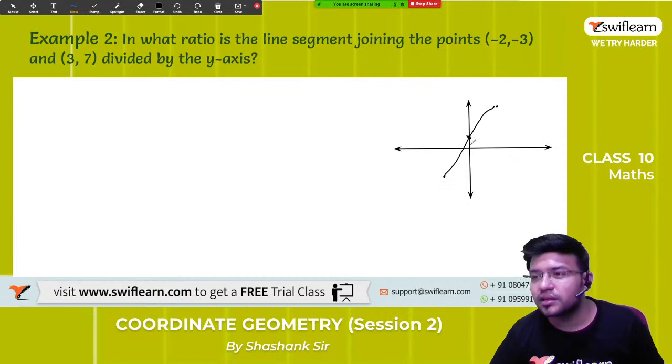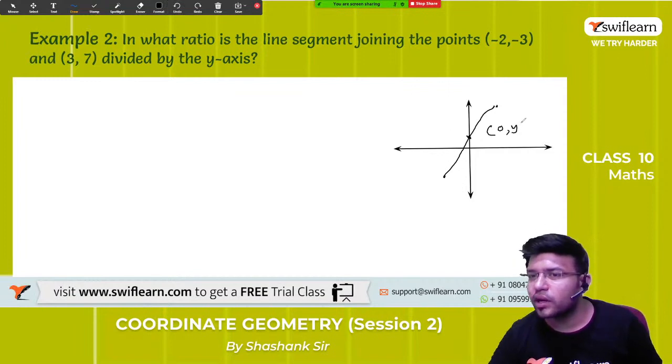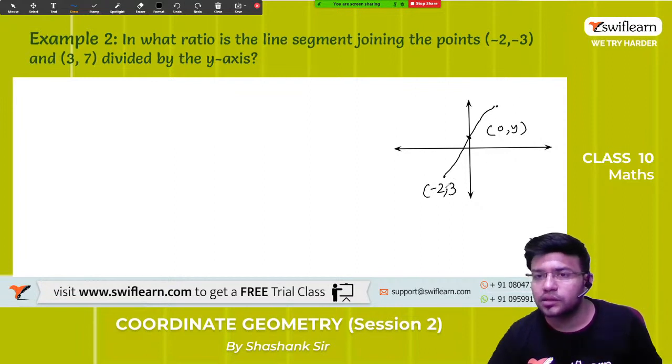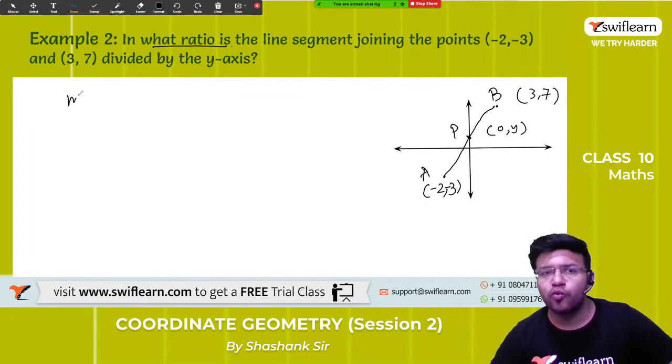Okay, we get an intersection on the y axis. क्या है वो point? Let this point be 0, y. X coordinate is 0, y coordinate is not known. And these 2 points are -2, -3 and 3, 7. Now let this point be A, let this point be B, and this is dividing the point P, coordinates 0, y. Now in what ratio is it dividing? Means what we need to find? We need to find m1 by m2. This is what they have asked.